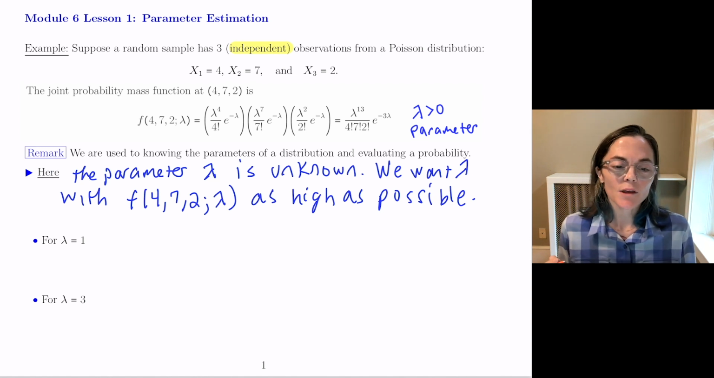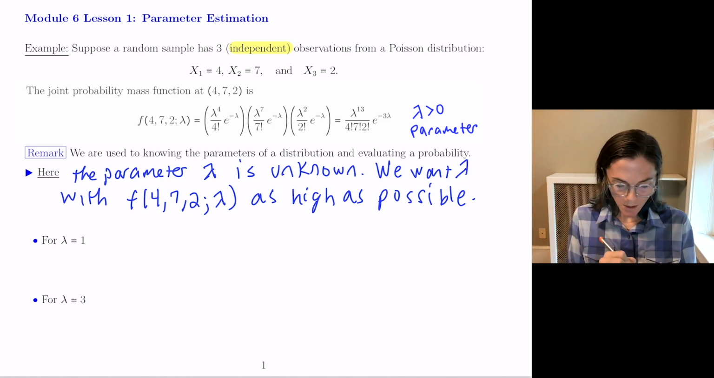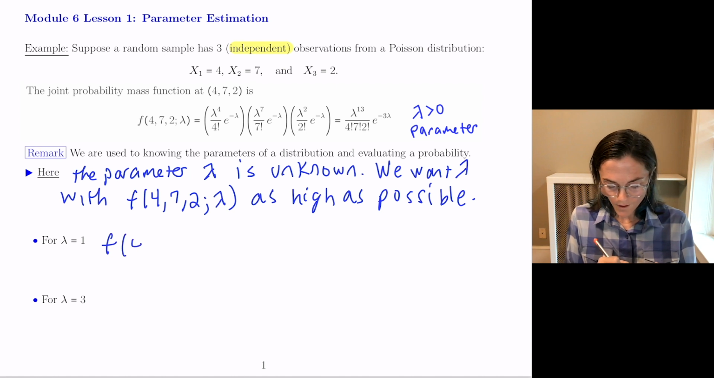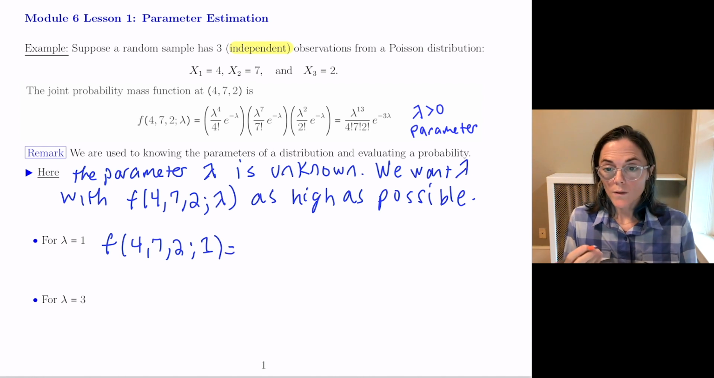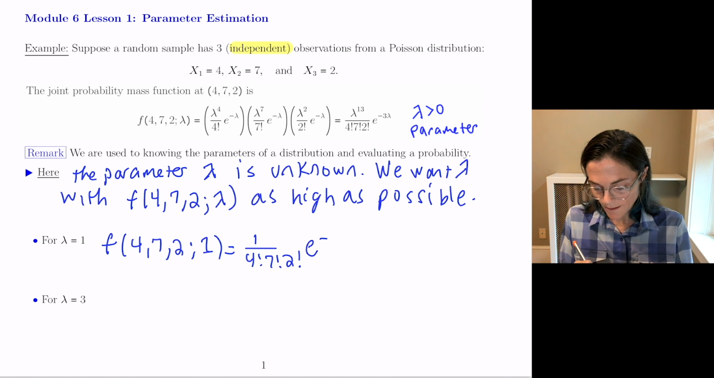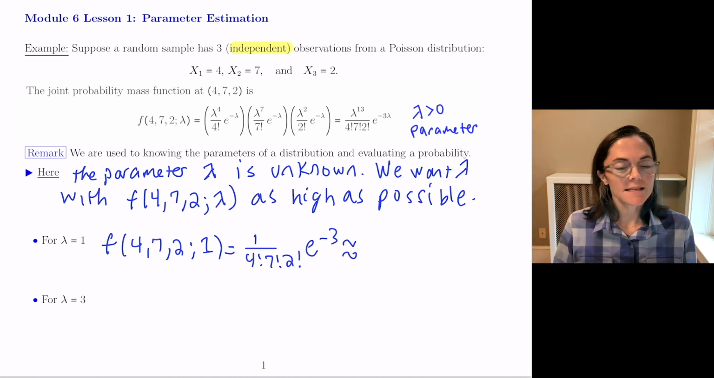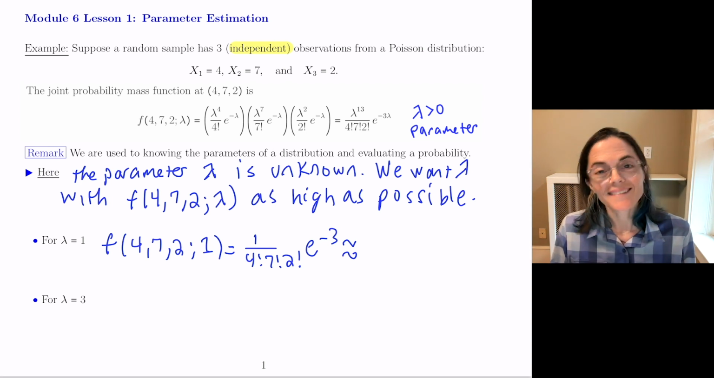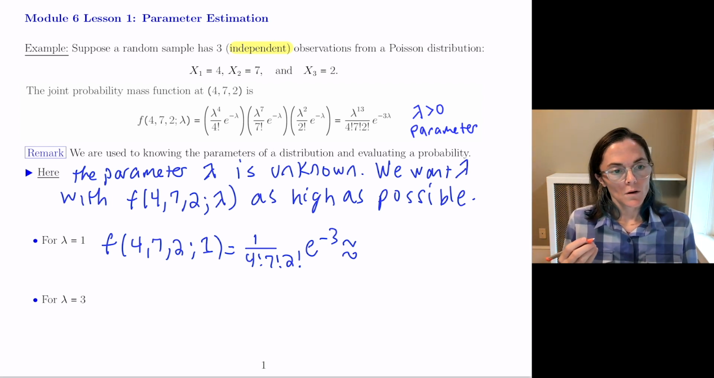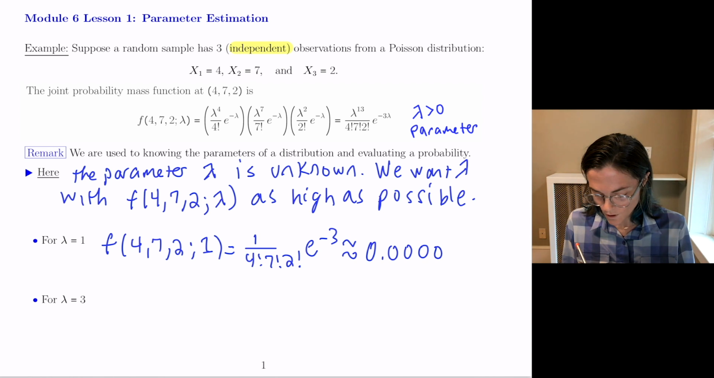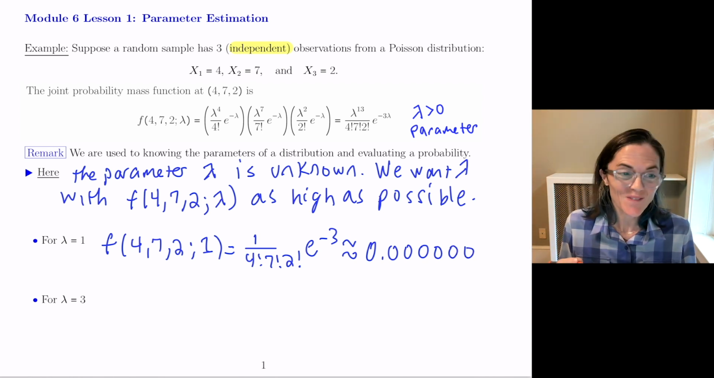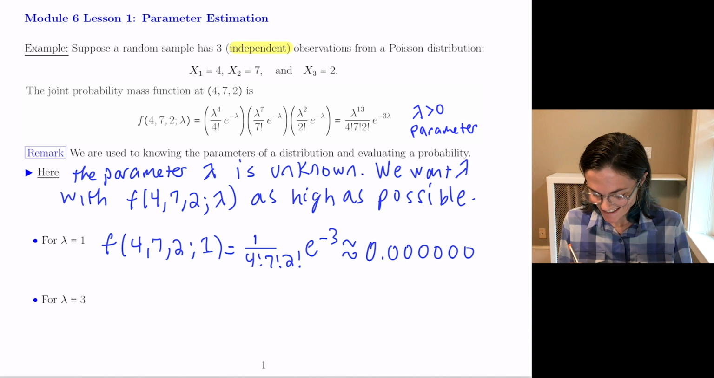Well, let's just evaluate. If we evaluate at lambda equals 1, f of 4, 7, 2, and lambda equals 1, we will have 1 over 4 factorial, 7 factorial, 2 factorial, and then e to the minus 3. And this is, well, we could use R. We could also use a calculator. 1, 2, 3, 4, 5, 6, and then followed by 206.